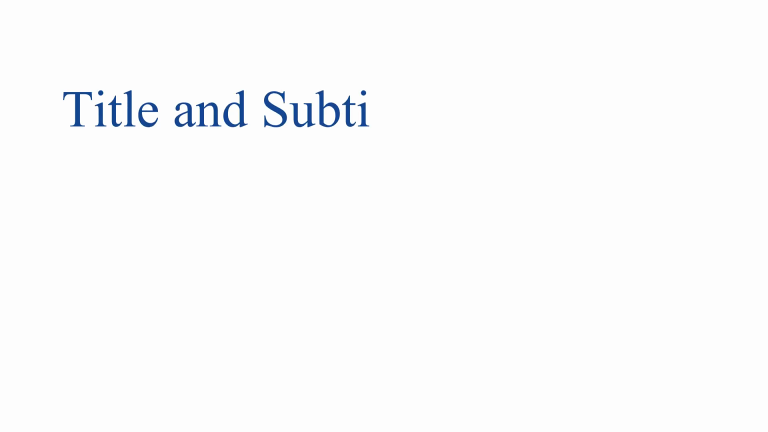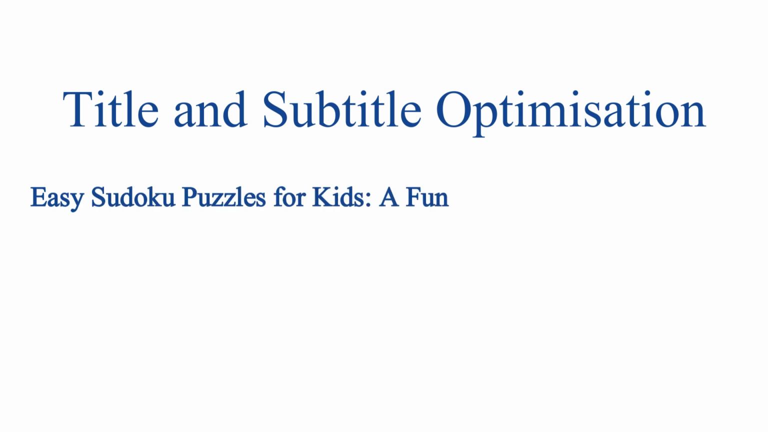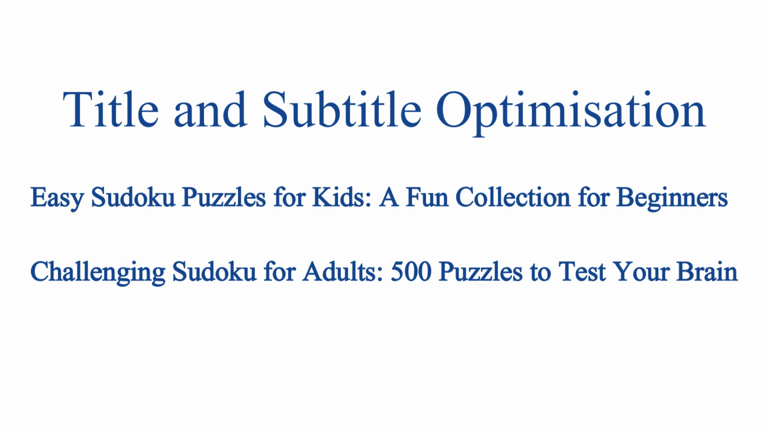Then there's the title and subtitle optimization. Be sure to include difficulty levels directly in your book's title or subtitle. For example, Easy Sudoku Puzzles for Kids, a fun collection for beginners. Or Challenging Sudoku for Adults, 500 puzzles to test your brain. This not only helps buyers know exactly what they're getting, but also improves your book's visibility in search results.